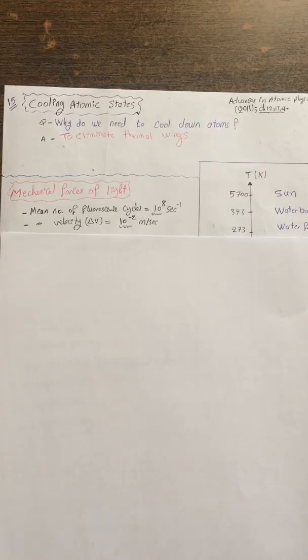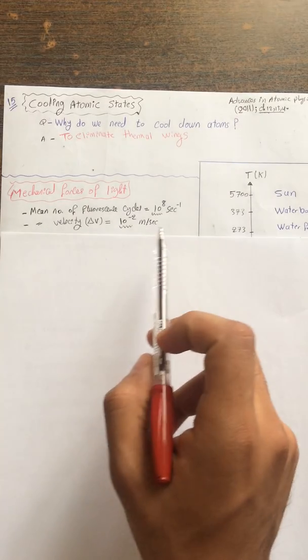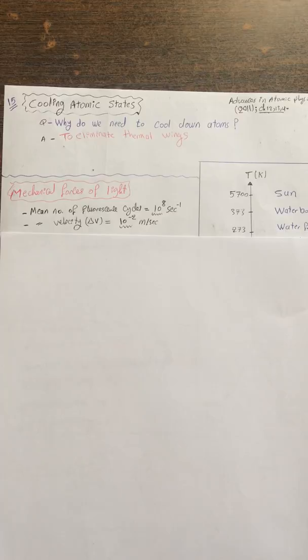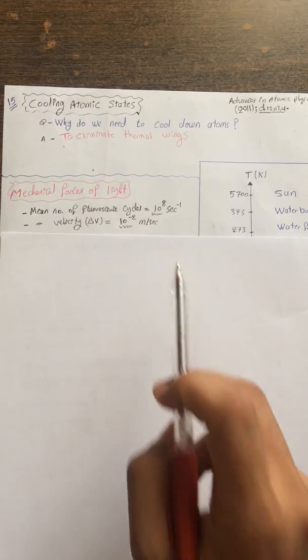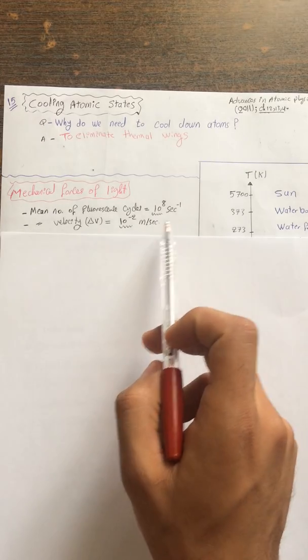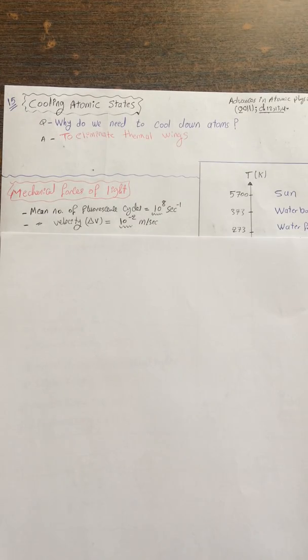Recall that if I have absorption in an electronic state and also stimulated or spontaneous emission, we can calculate the mean number of fluorescence cycles. You can look at it, for example, in the Jablonski diagram. You can find that you can have 10 raised to the power 8 cycles per second. The mean number of fluorescence cycles here is actually 1 over t, so the mean time is 10 raised to minus 8.